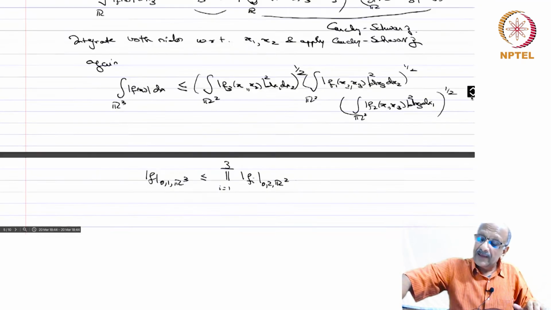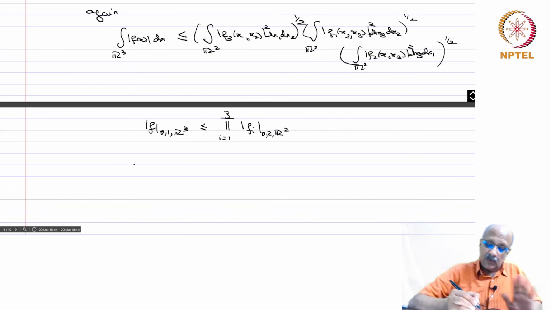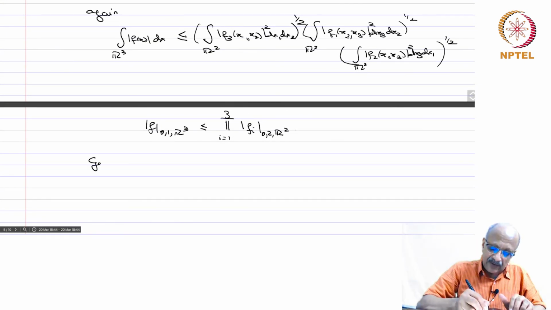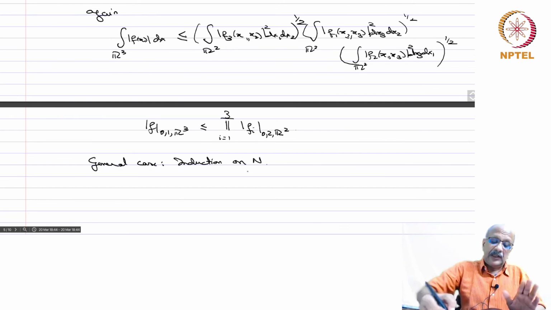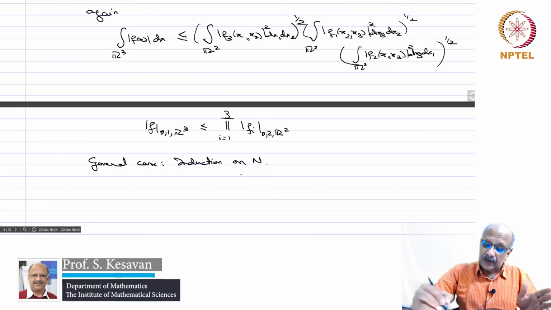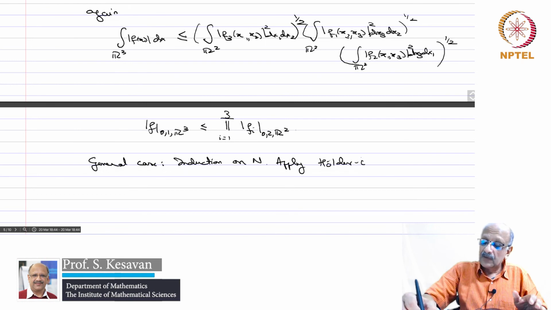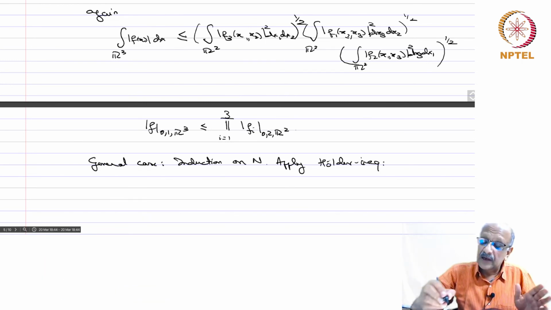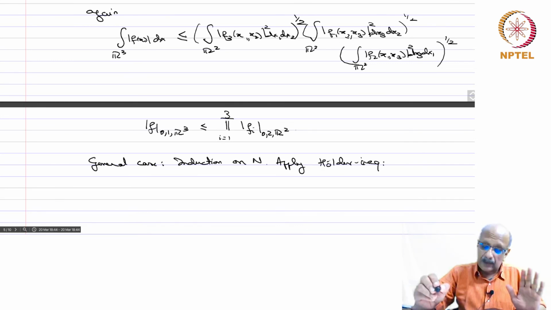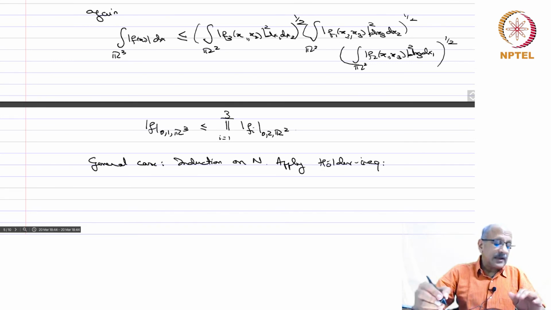So the general case, I will skip the proof; you can find the details in the book. It is by induction on n. We have proved it for n equals 2 and n equals 3; you assume it for n and apply the Hölder inequality in place of the Cauchy-Schwarz which we have been applying. So this is just a technicality.